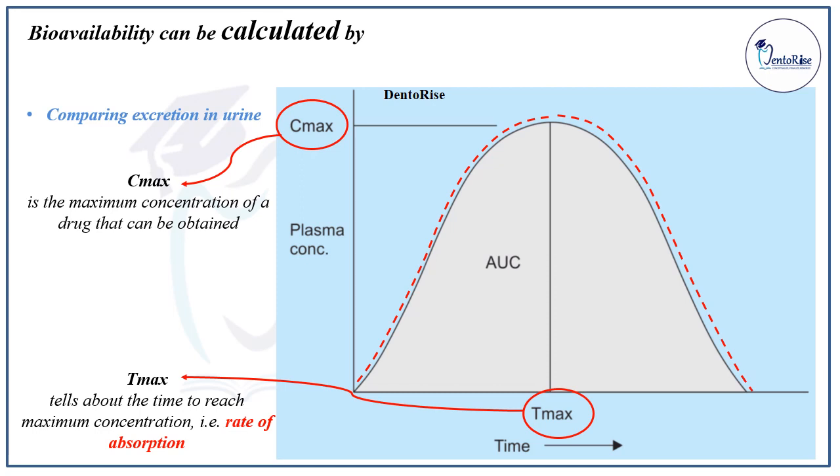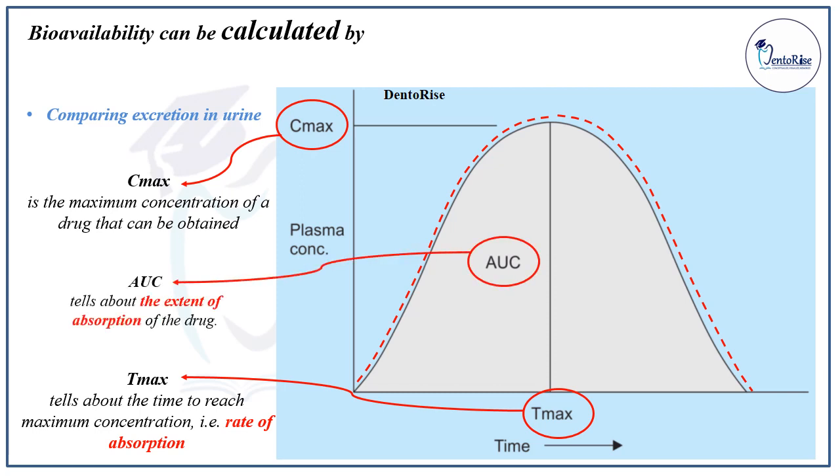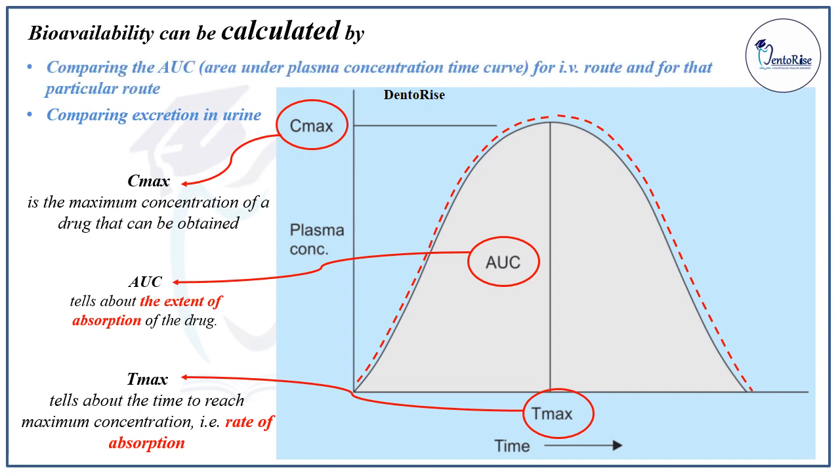The area under this bell-shaped curve tells about the extent of absorption of the drug, that is bioavailability. Thus, bioavailability can be calculated by comparing the area under the plasma concentration time curve for the IV route and for that particular route.